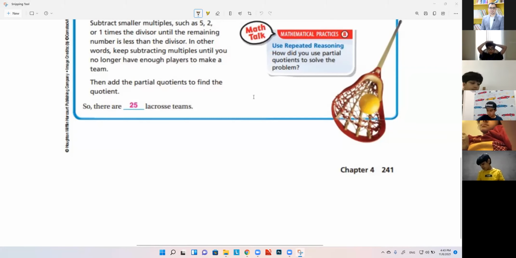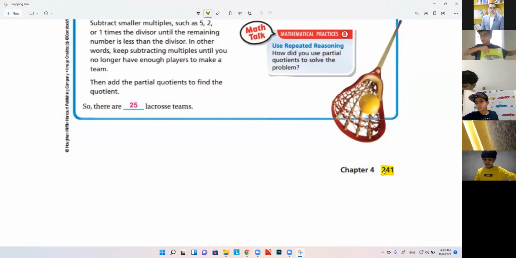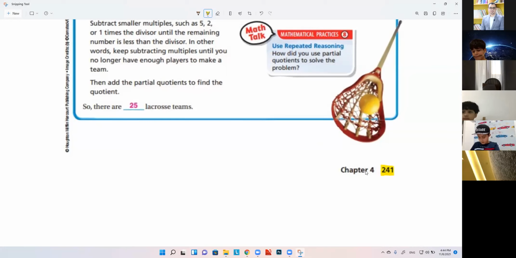So let's start the real work here. Let's divide today using partial quotients. We said before, how can we multiply using partial products? So today we're gonna use partial quotients because we are dealing with division.